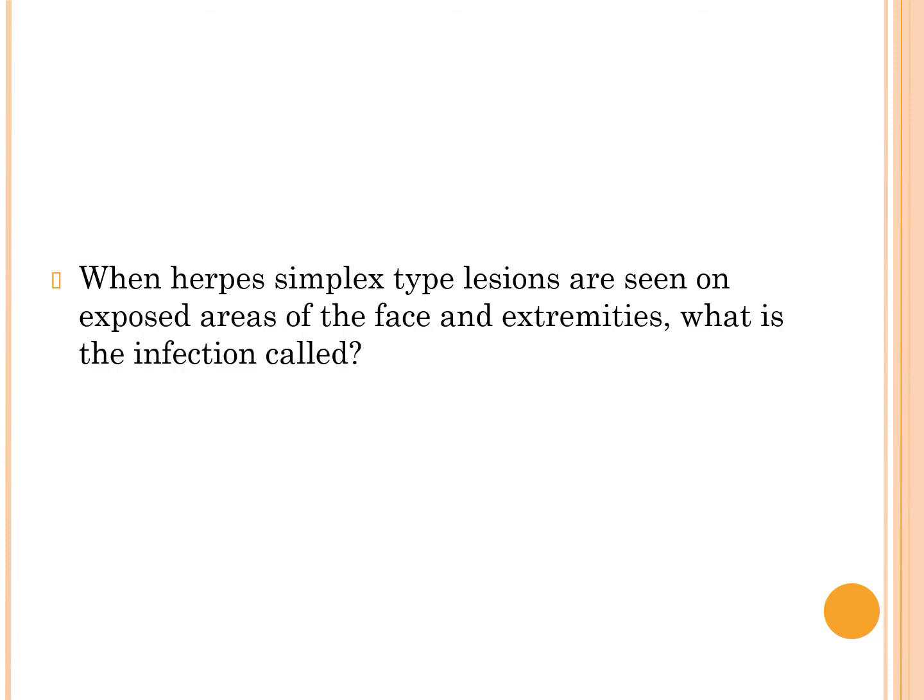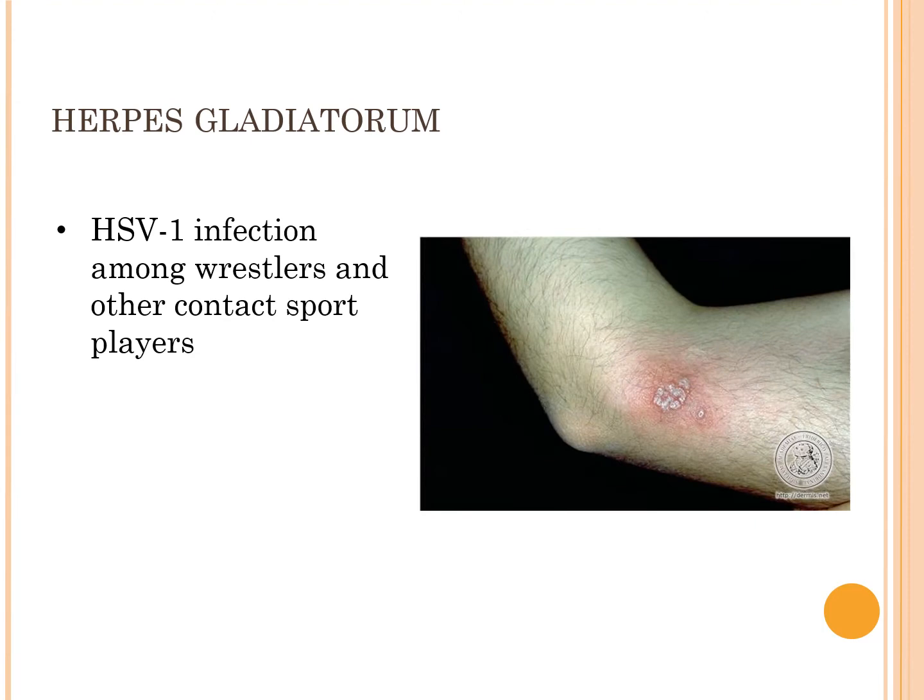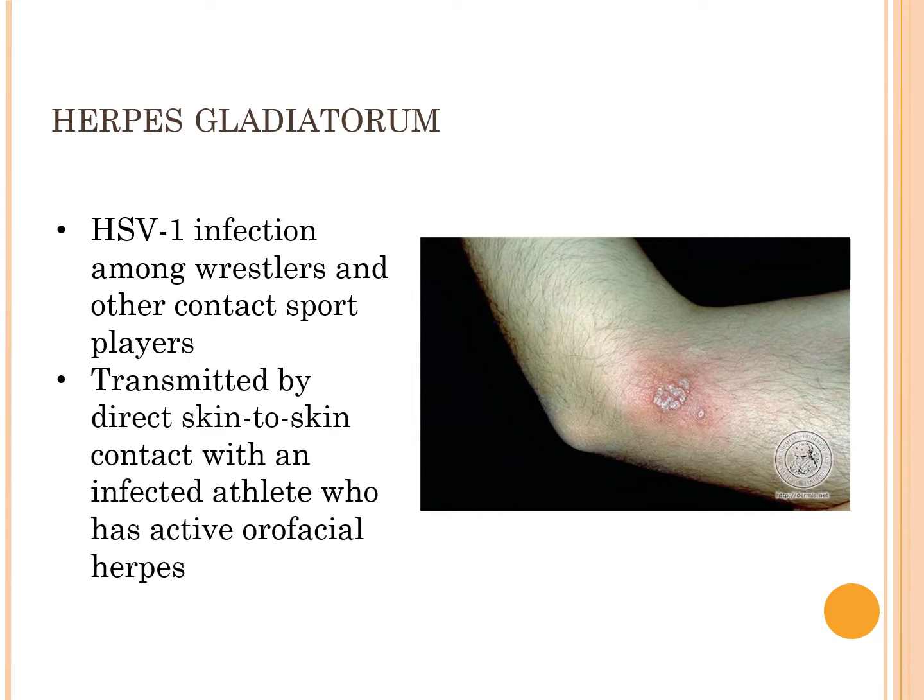Next question. When herpes simplex type lesions are seen on exposed areas of the face and extremities, what do you think this infection is called? This infection is called Herpes Gladiatorum. Herpes Gladiatorum is an HSV-1 infection that is seen mainly among wrestlers and other contact sport players. It is transmitted by direct skin-to-skin contact with an infected athlete who has active orofacial herpes but still insists on playing the game.